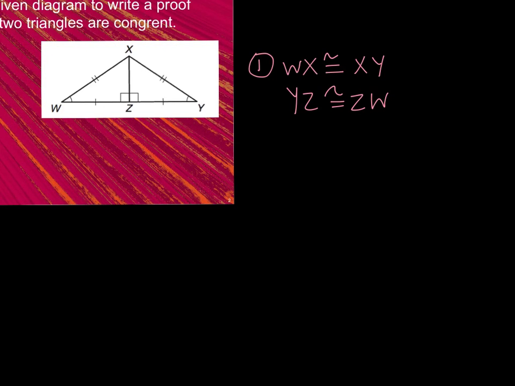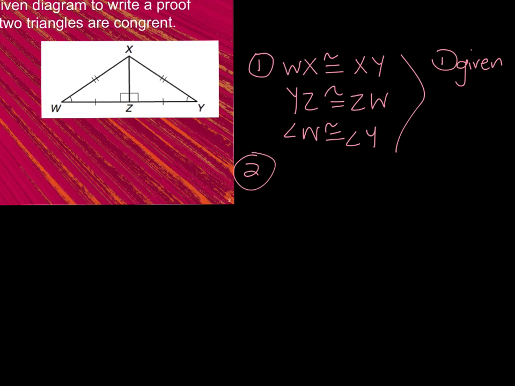What else is marked as congruent in here? Emily? Angle W and angle Y are congruent. So the reason we know all this is what? It's given, okay? And then, Alexis, I'm just going to state yours separate just so we can identify.